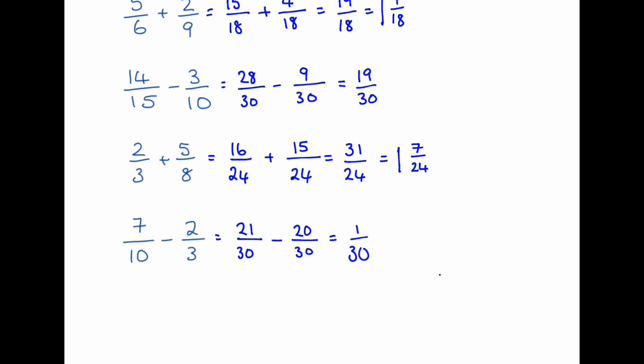Okay, so it's the same process each time. You need to create a common denominator if there isn't one already, and you make equivalent fractions and then carry out your add or subtract.